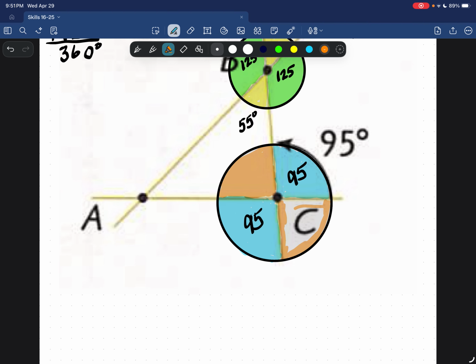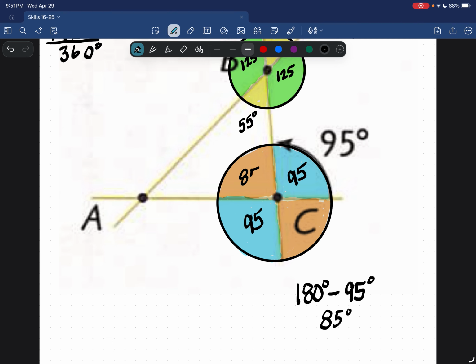So if you look at blue and orange together, you know that those make half a circle. And half of 360 is 180. That's also that straight angle, that straight line. So I'm going to take 180 minus 95. And that, I believe, will be 85. So this is 85 degrees, and this is 85 degrees. That makes full circle, 95 and 95, that's 190.